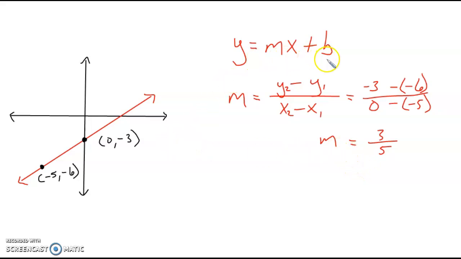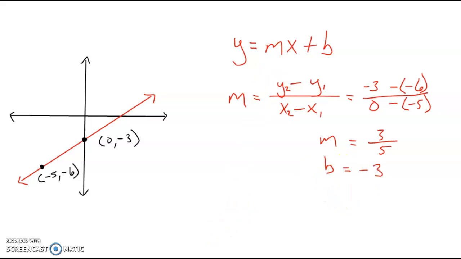Now I need to know, what is my y-intercept? What is my b value? Whenever I look, it already gave it to us, because whenever x equals 0, that's going to be our y-intercept point. So our y-intercept here is negative 3.